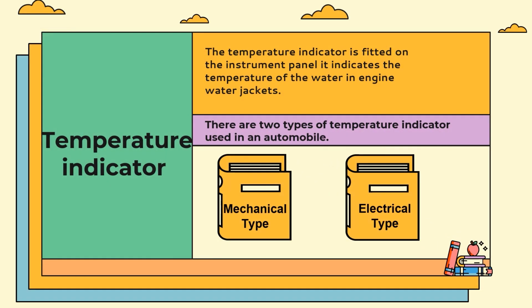Temperature indicator. The temperature indicator is fitted on the instrument panel. It indicates the temperature of water in the engine water jackets. There are two types of temperature indicator used in automobiles: mechanical type and electrical type.